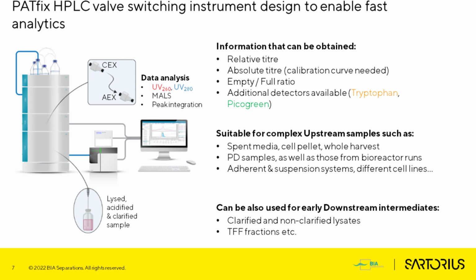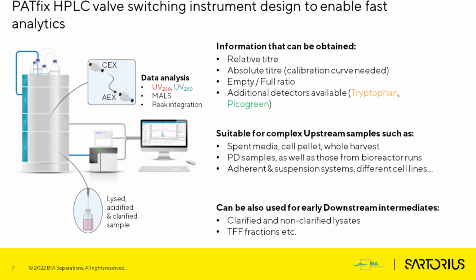What this method allows you is to obtain the relative titer between the two samples, to also obtain the absolute titer, but for this purpose a calibration curve is needed, as for qPCR, for example. It allows you to see the empty-full ratio in each sample, and you can also pair it with additional detectors, such as the tryptophan fluorescence, and you can also stain with PicoGreen for DNA content.